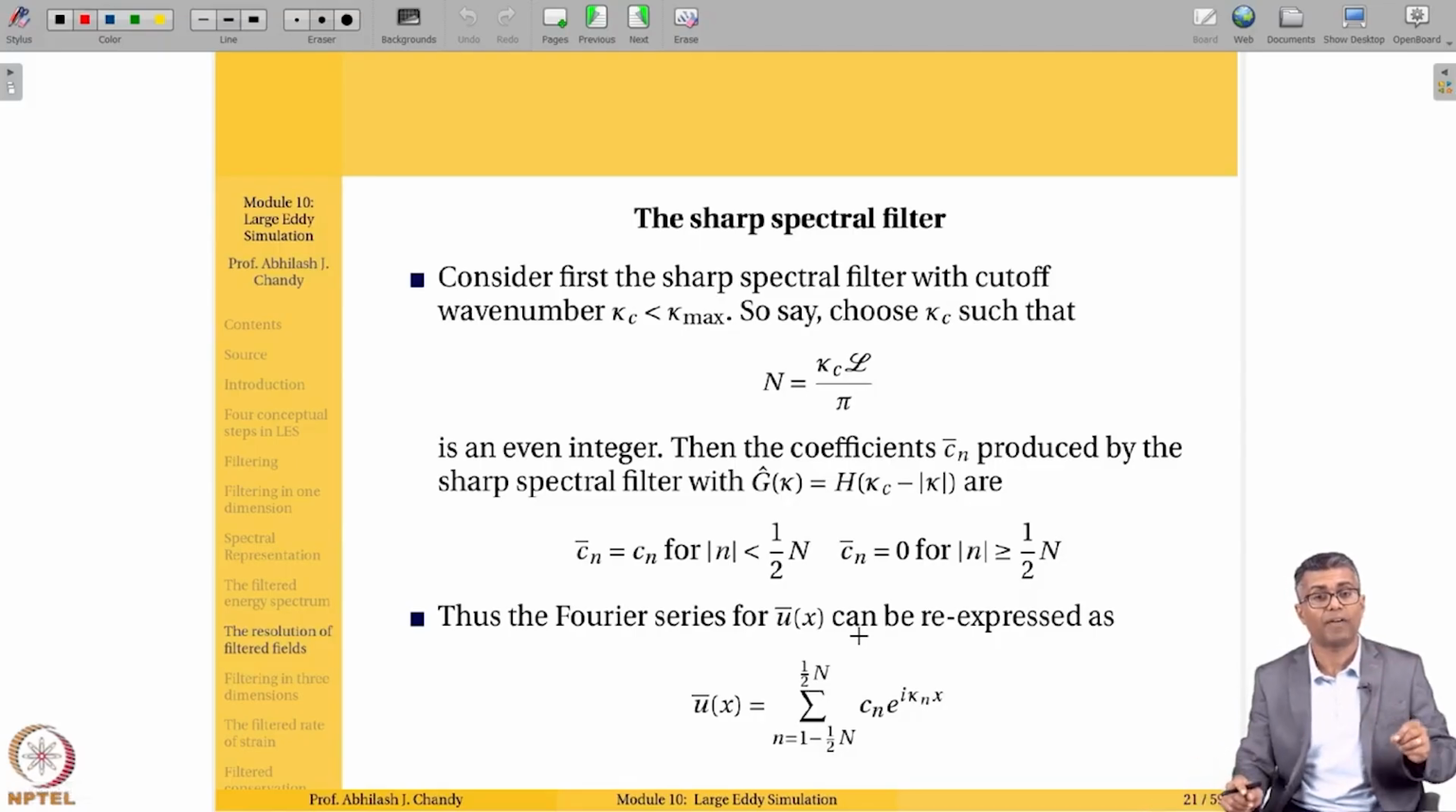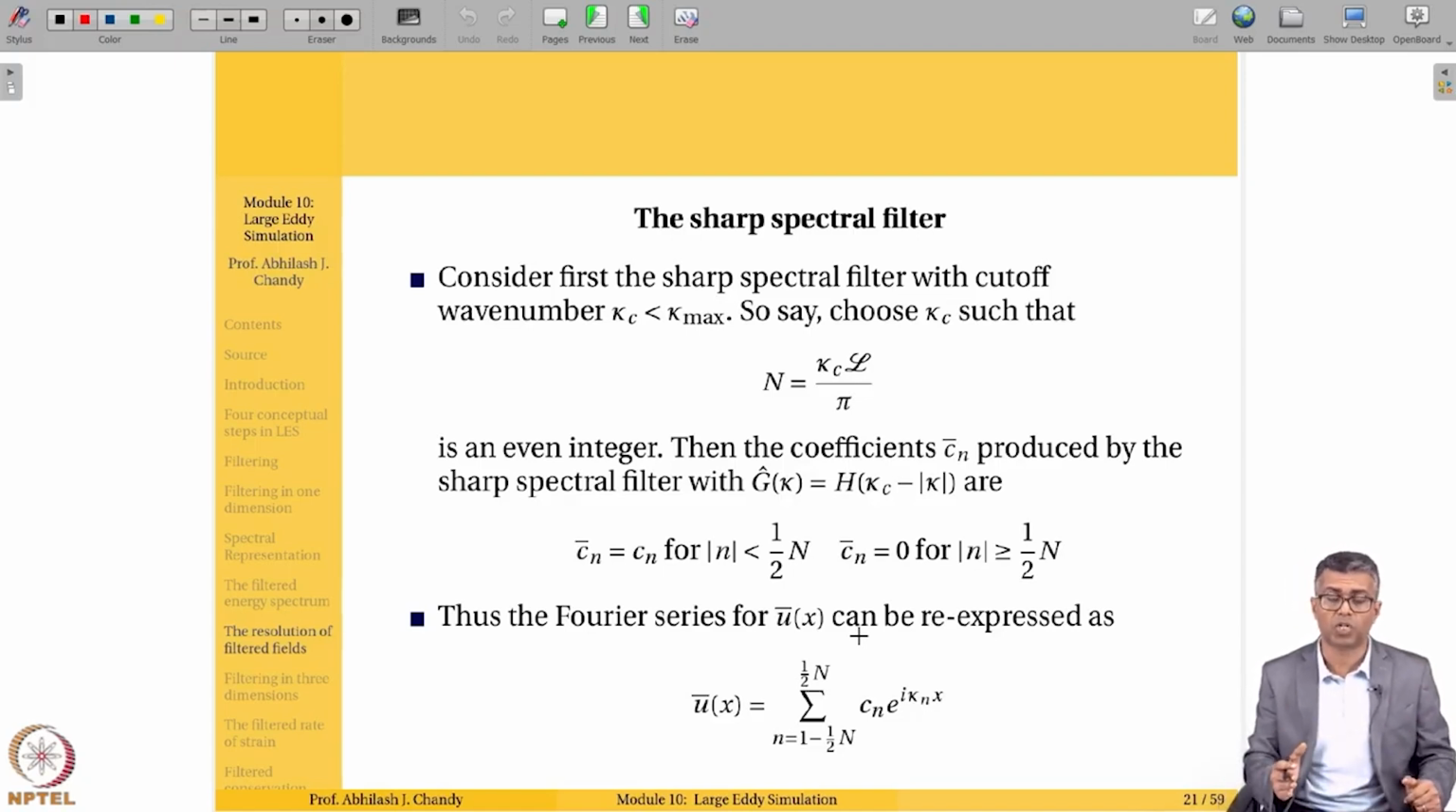So consider first the sharp spectral filter with a cutoff wave number kappa c less than kappa max. Obviously, the cutoff wave number is going to be less than kappa max. Kappa max is the maximum resolved wave number to resolve the Kolmogorov scale. Kappa c is your cutoff wave number corresponding to LES. So it will be somewhere in the inertial subrange, and it will be less than kappa max.